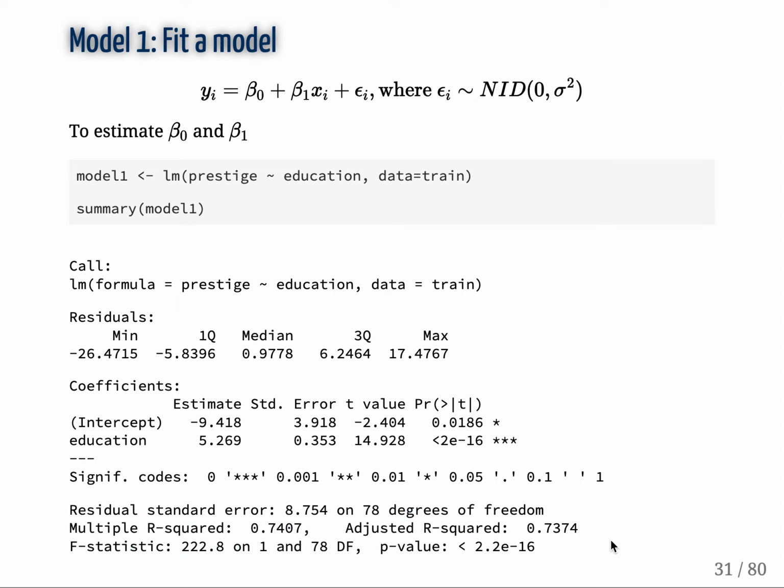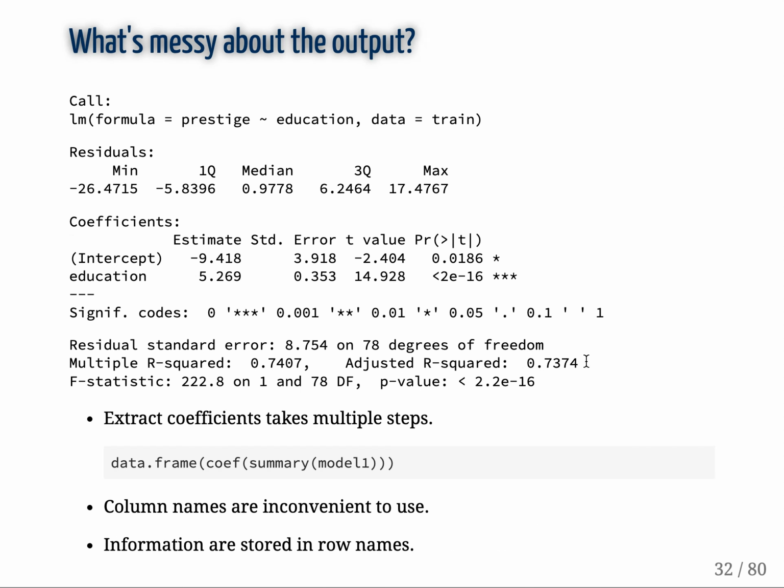This output is kind of messy. This is not a tidy format. This is not a tidy data set. What's messy about the output? If you want to extract the coefficients, it takes multiple steps. First, you have to calculate the summary of the model, and then you have to extract the coefficients from the output. Then you have to store it under a data frame.